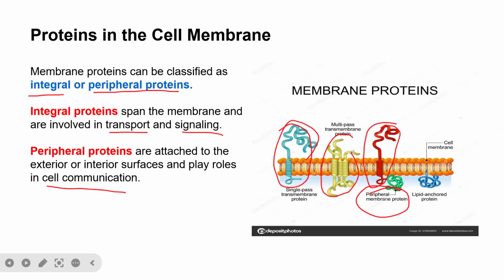So this is a typical example of integral proteins. But for the peripheral proteins, you can see that they partially or transiently attach themselves to the interior surface of the cell. They are usually partially attached to the interior or exterior of the cell. So then the next thing is the role of cholesterol.